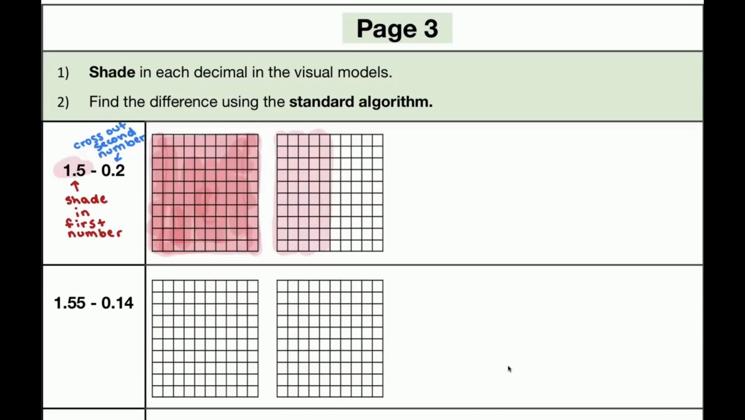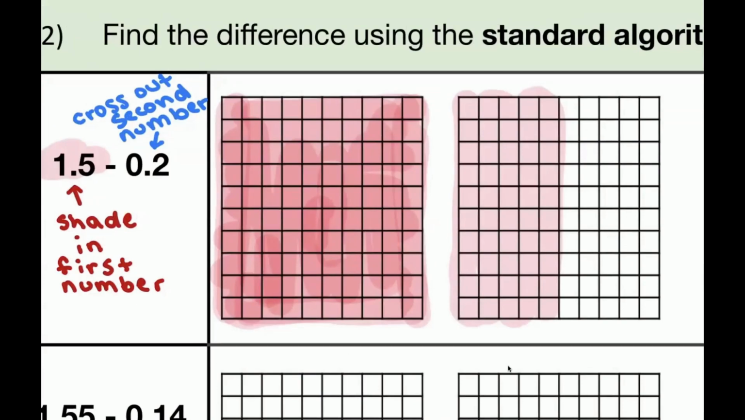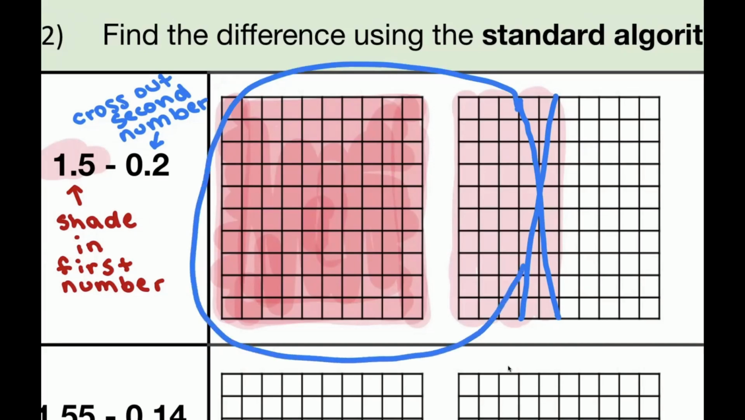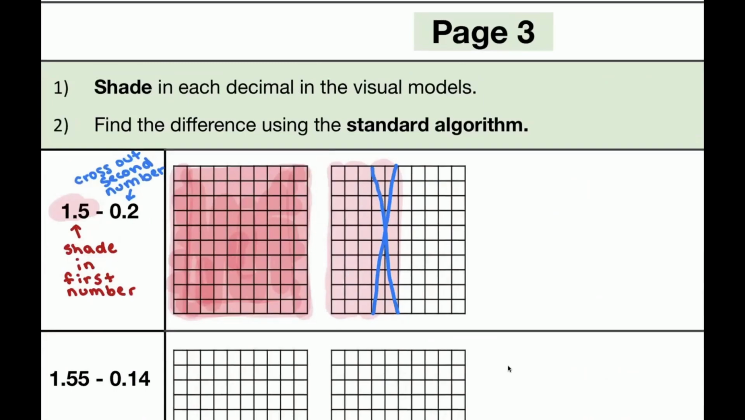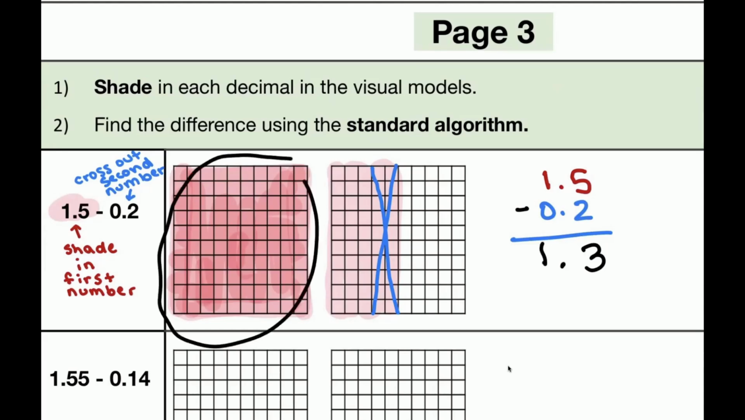Once you've shaded in your first number, then you're going to cross out boxes for your second number. So we have 2/10. I'm going to zoom in a little bit. So remember, each row is a 10th. So you could cross out each box for 20 boxes, or you could just cross out 2 columns. And then whatever you have left is your answer. But the directions also tell us to find the difference using the standard algorithm. So we're also going to do what we did on page 2, but we're subtracting now. 1 and 5/10 minus 2/10. And we get 1 and 3/10, which is what we have in our model. We have 1 and then 3/10 left over.